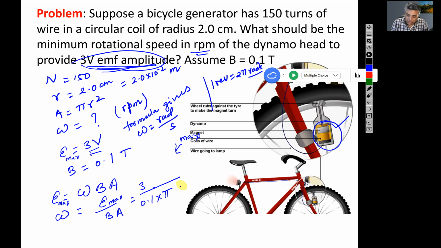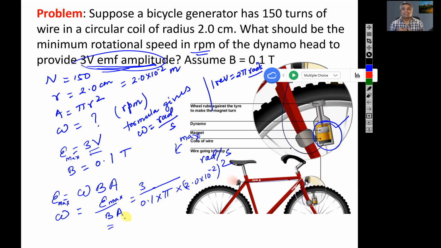R is 2.0 times 10 to the power negative 2, squared. So don't forget to square that. So that makes 4 times 10 to the power negative 4. But you guys use a calculator, so you can find that. It's going to be in radian per second. So now you need to convert that into RPM.